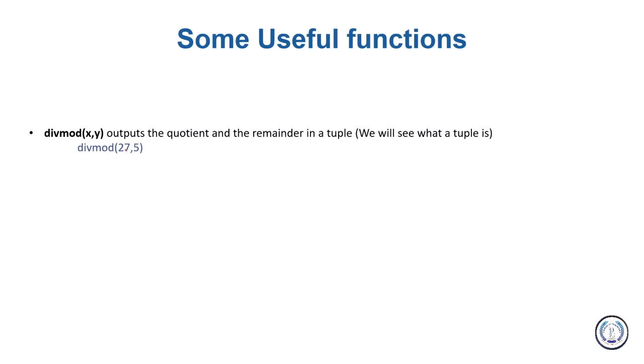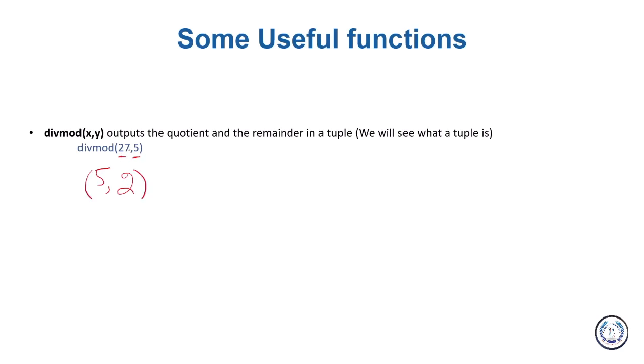So in the last video, we saw the round function that sometimes accepts one argument and sometimes accepts two arguments and behaves accordingly. In this particular video, we are going to see another function, divmod, and it accepts two arguments, maybe the same or different, and it returns two outputs, two numbers. It returns basically the quotient and remainder. For example, in this particular case, the quotient is 5 and the remainder is 2, because if 27 is divided by 5, the result is 5, but then the remainder is 2.